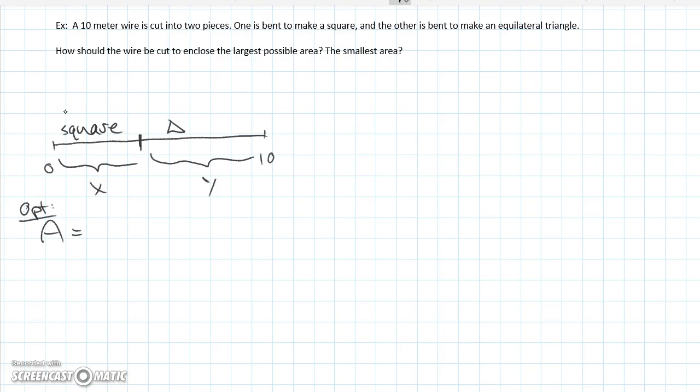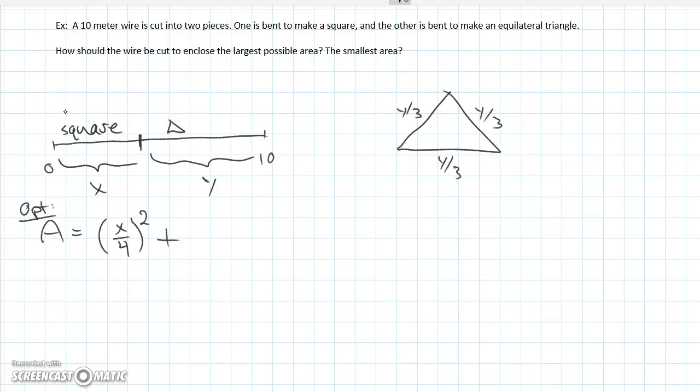And what's that going to be? So the side length of the square isn't going to be x, right? We're taking that x and we're dividing it into 4 equal pieces. So the side length is x over 4. Then the area is the side length squared. And then for the triangle, well, that's going to be a little trickier. So maybe we should draw that one. So we need a function for the area of the triangle here. Here's our triangle. Each side is going to be length y over 3.